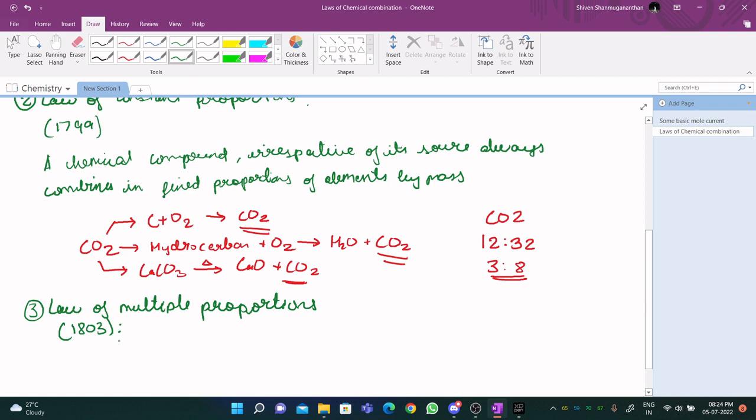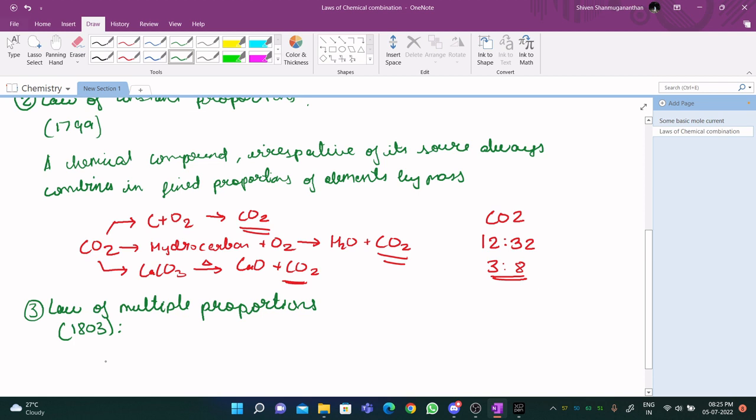Now, what Dalton said was when two elements combine with each other to form two or more than two compounds, the mass of one of the elements, which combines with the fixed mass of the other, bears a simple whole number ratio. Now, again, it's a very big statement to write. I hope all of you have understood that. I will say it again. So when two elements combine with each other to form two or more compounds, so that's two.